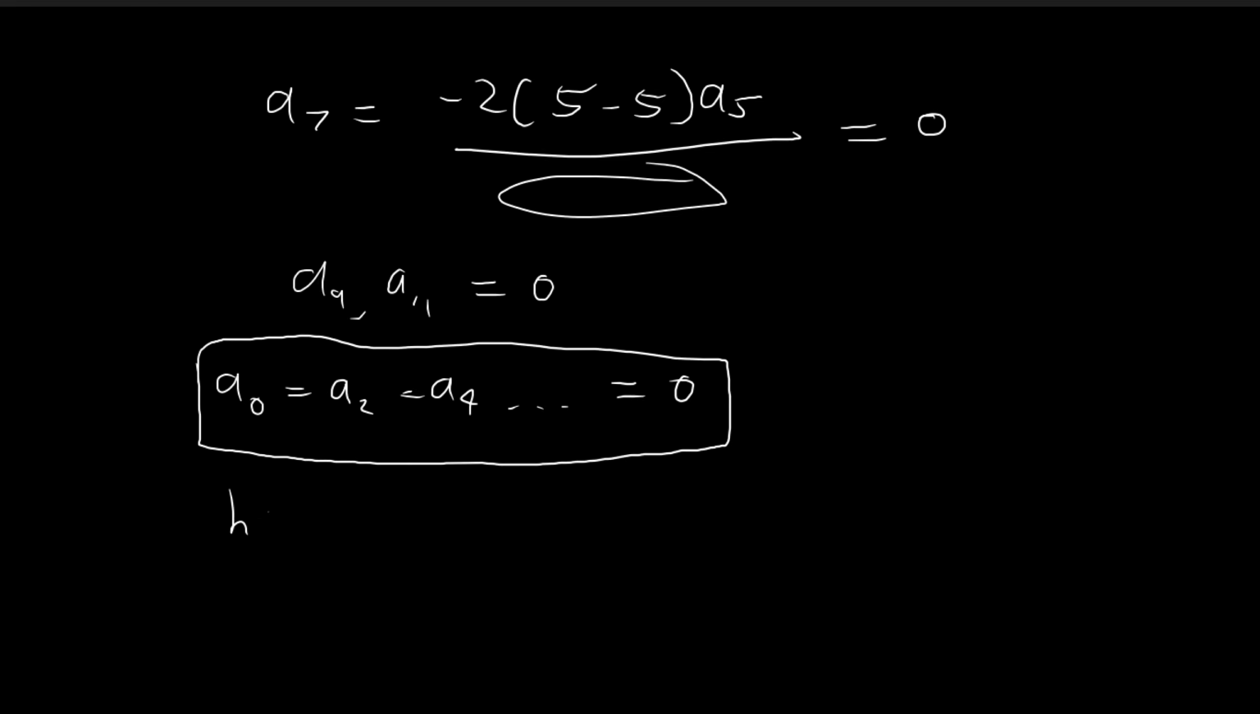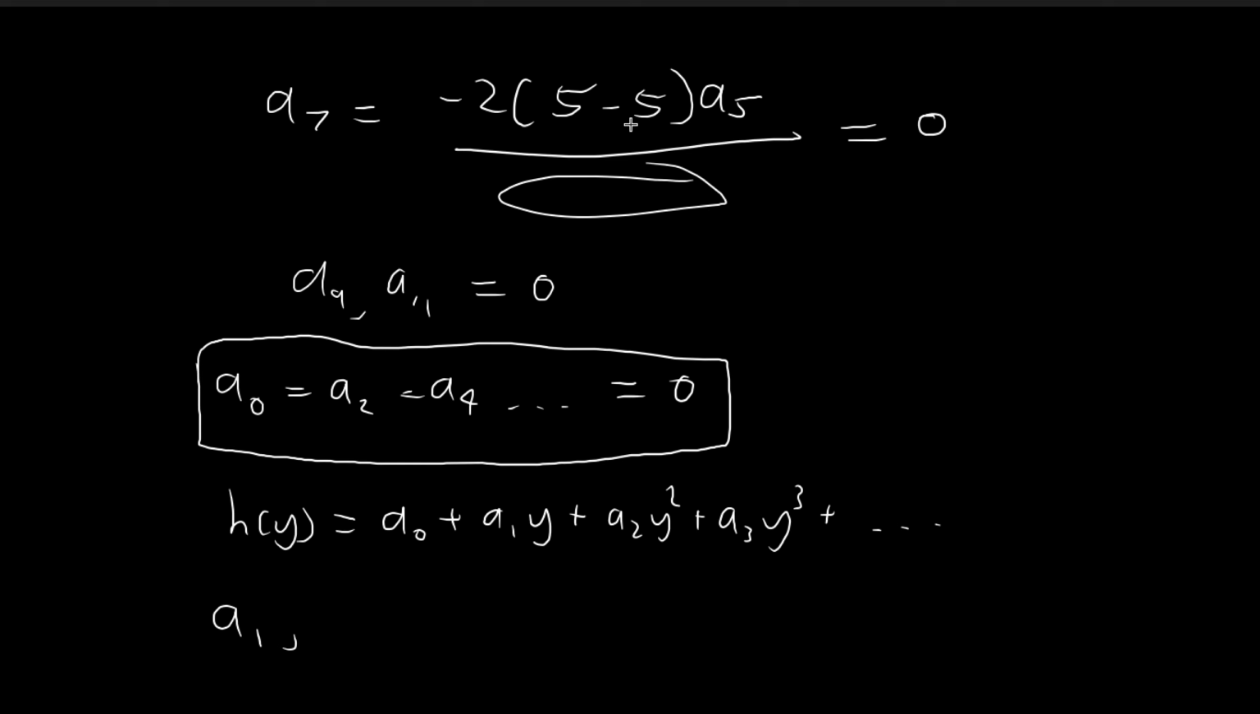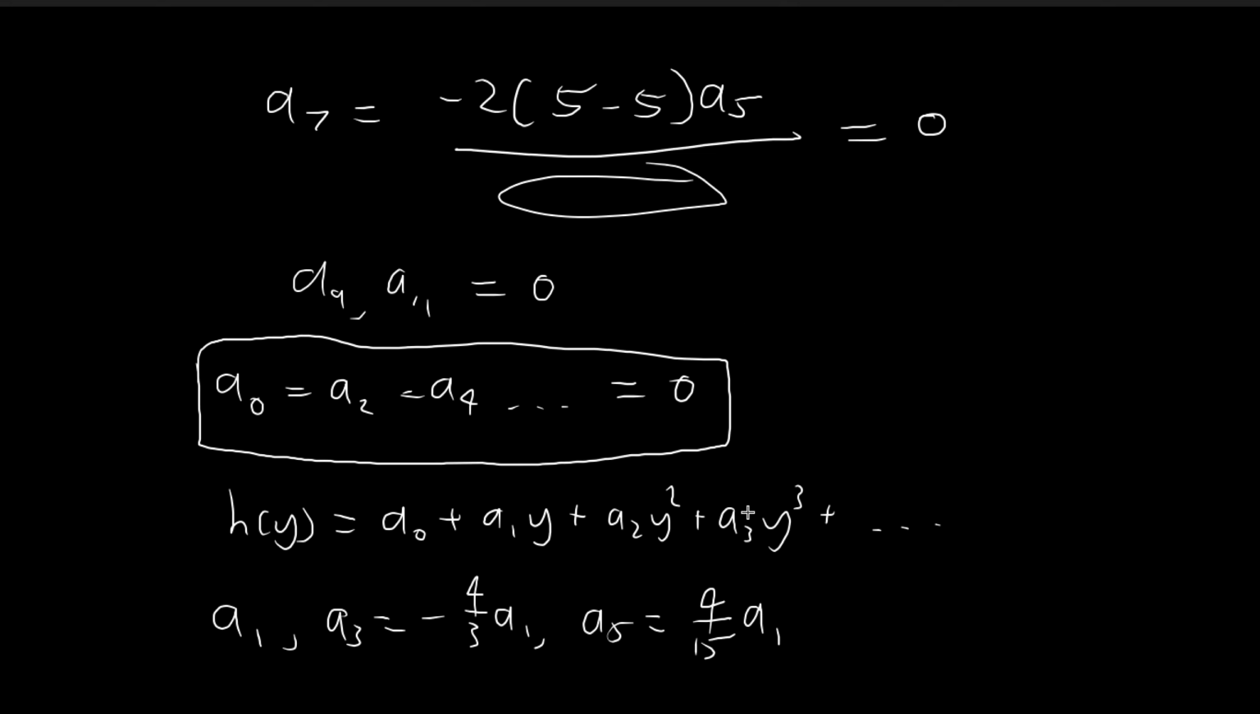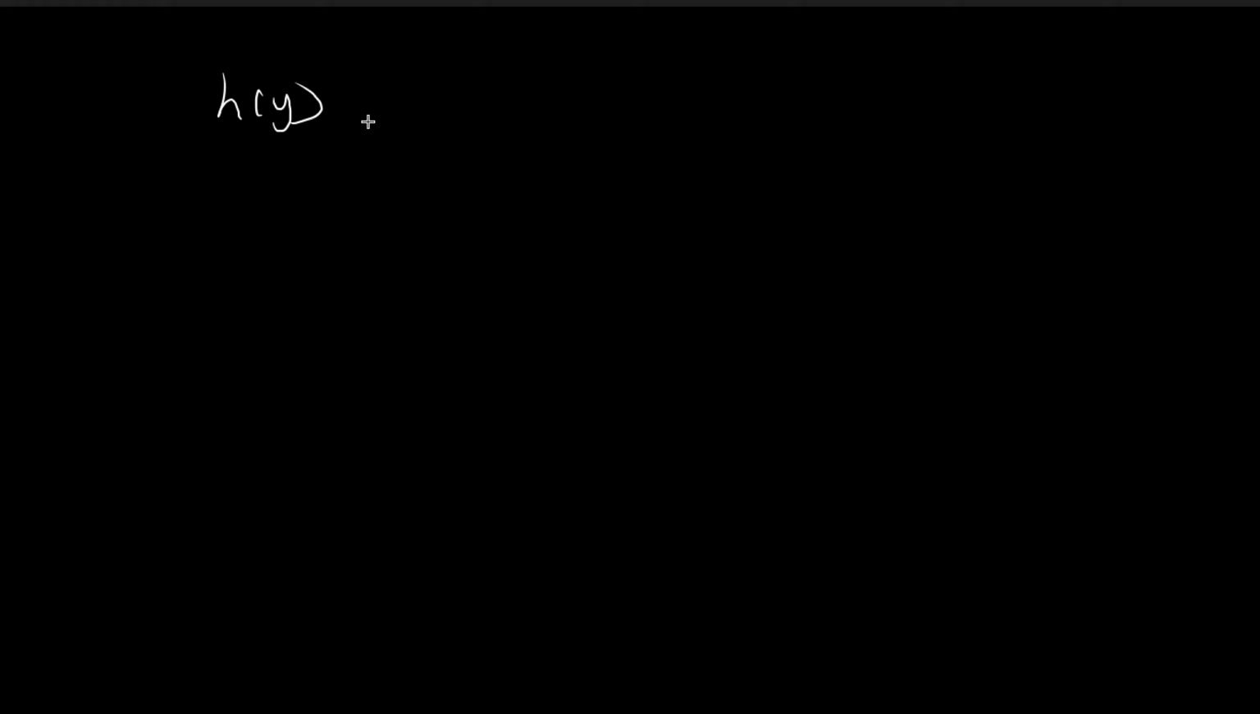So we come to the conclusion that, first of all, we know that h of y is equal to this infinite series, and then we've also found all the constants. We don't know what a1 should be, but for any given a1, we know that a3 is going to be equal to negative 4 over 3 a1, and then a5 is going to be equal to 4 over 15 a1, and then all the rest of these constants, they're all going to be equal to 0. So what this means is that h of y is going to be equal to a1 times y plus a3 times y to the power 3 plus a5 times y to the power 5, and all the other terms are equal to 0 because the constant is going to be equal to 0.